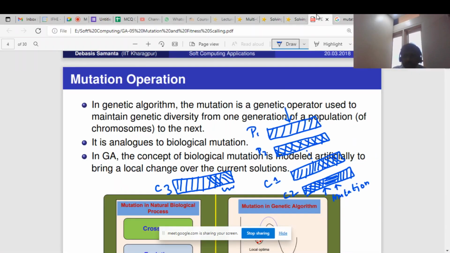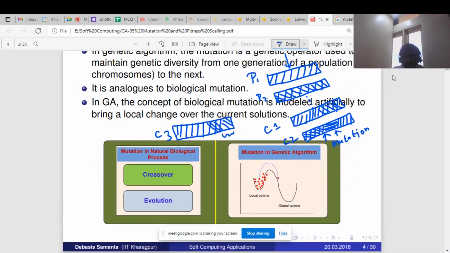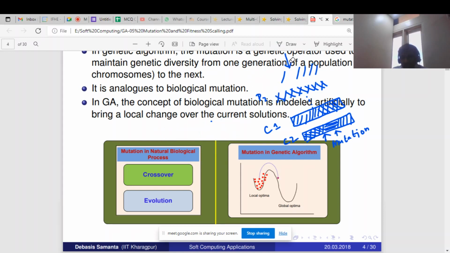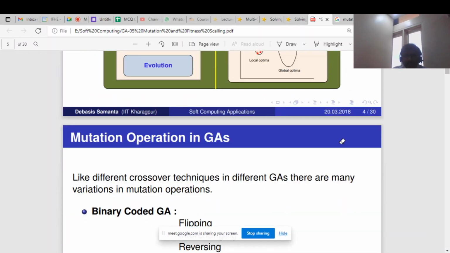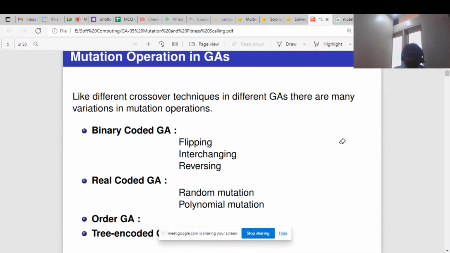Okay, now we are connecting that with genetic algorithm, right? So this is the basic introduction to mutation. Here also we will be discussing different types of mutation, which is basically inspired from genetics or biology. Okay, so we have different mutation techniques for different types of GA.